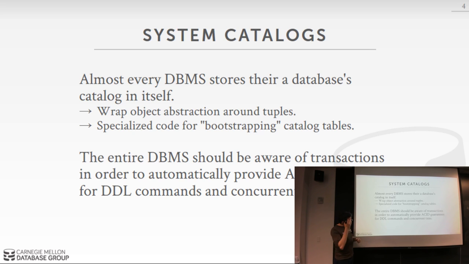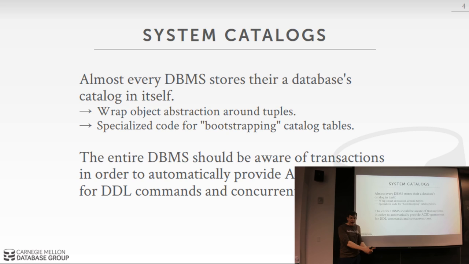The one thing I want to stress, which I think is the right way to build your catalogs, and we'll see in the case of MySQL how they don't do this, is that it's really important that the entire database management system be aware of the concept of transactions, isolation, and concurrency control. If this permeates all throughout the system, then we're automatically going to be able to get all the ACID guarantees that we get for regular data.